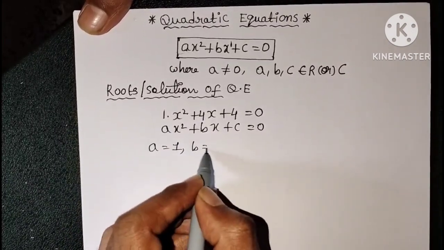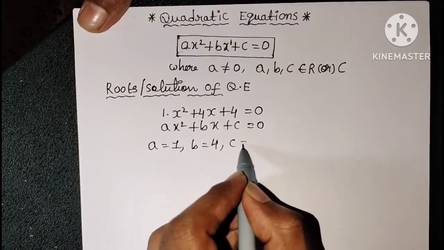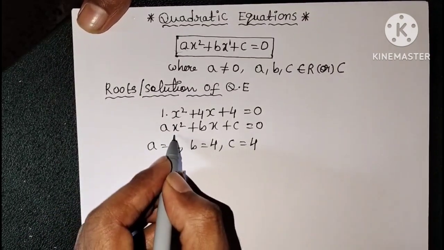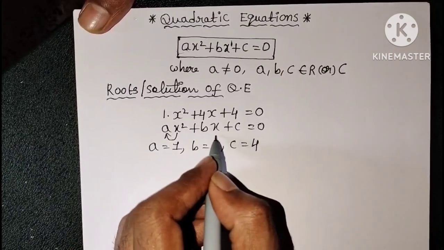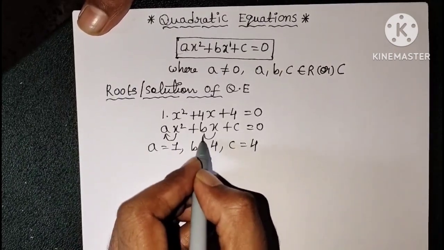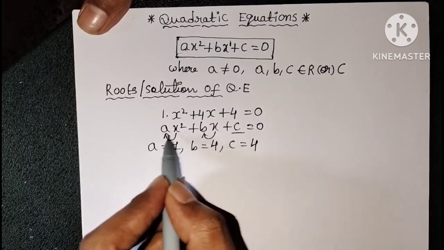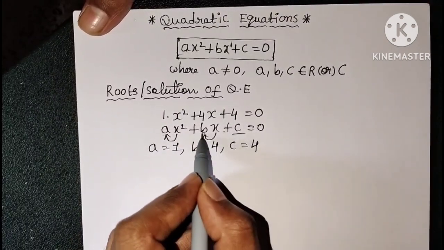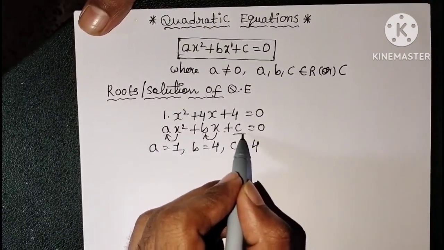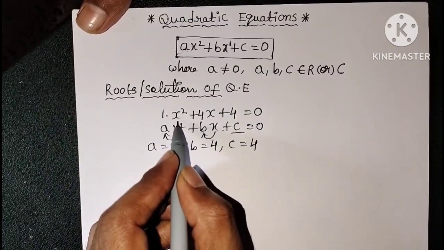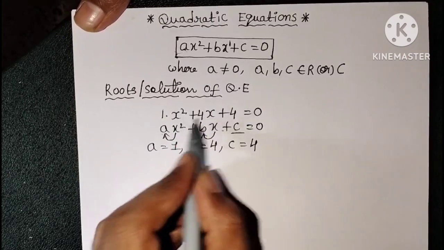And what is the value of b? b value is 4 and c value is also 4. Here a means coefficient of x square, b means coefficient of x, and c is the constant term. So here what is the solution of this quadratic equation? What is the root of this quadratic equation?